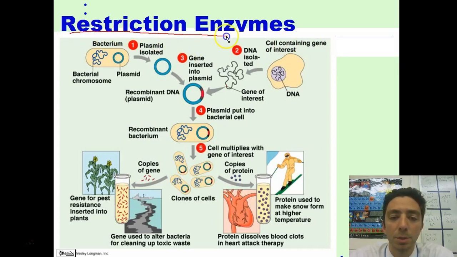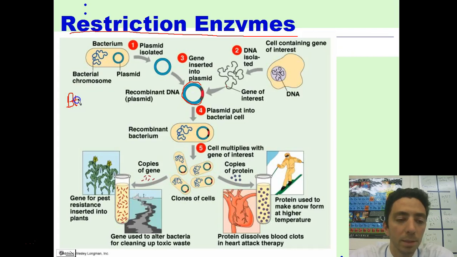This is using restriction enzymes. We've got a cell with the DNA we like. We're going to extract the DNA and put it into a plasmid. This plasmid is found in a certain form of bacteria.